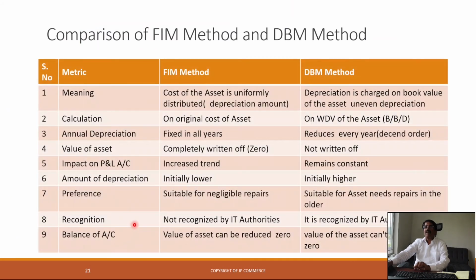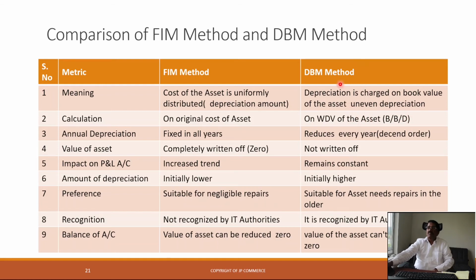Now, comparison of the fixed installment method and diminishing balance method. In the fixed installment method, the cost of the asset is uniformly distributed, meaning depreciation is provided uniformly throughout the life of the asset. In the diminishing balance method, depreciation is charged according to the book value of the asset, as we have taken the example 1200, 1080, and so on, that is balance brought down values. Now, in calculation, every year depreciation is calculated on the original cost of the asset. In the DBM method, depreciation is calculated on the written down value of the asset, that is the balance brought down.